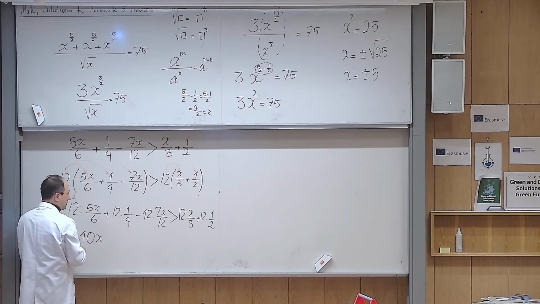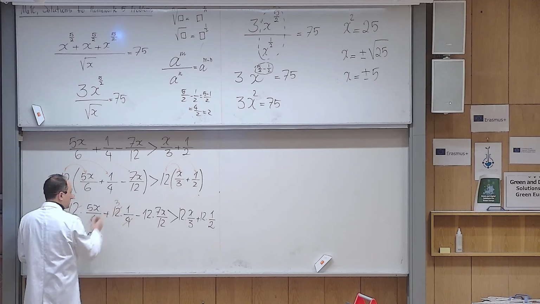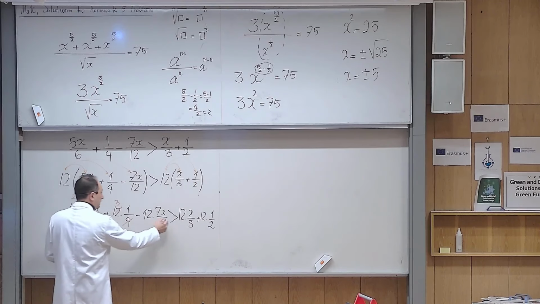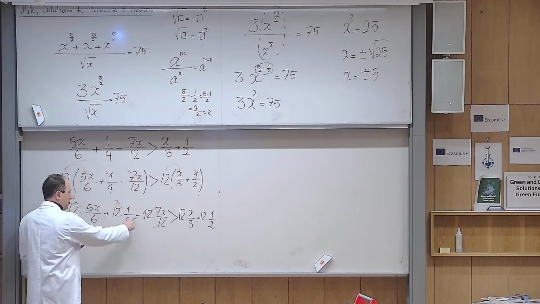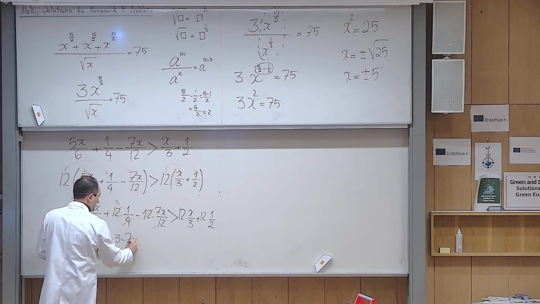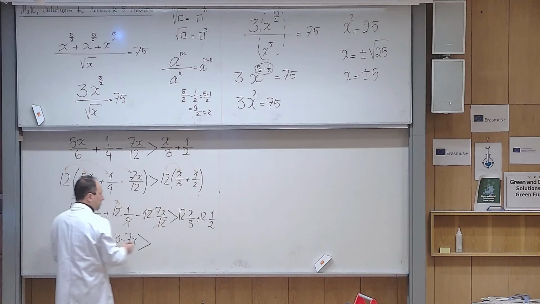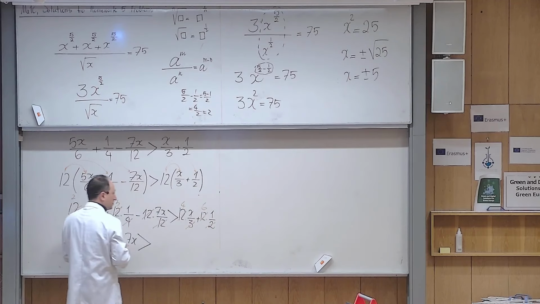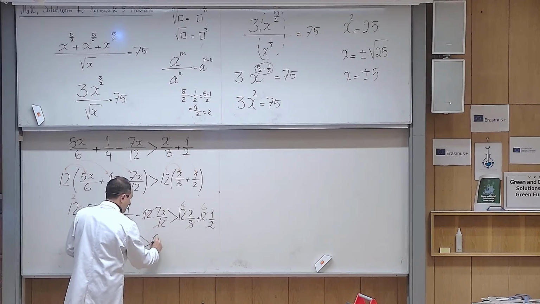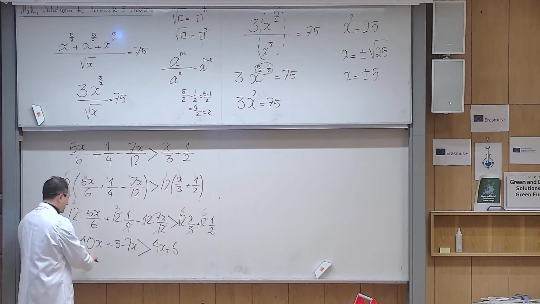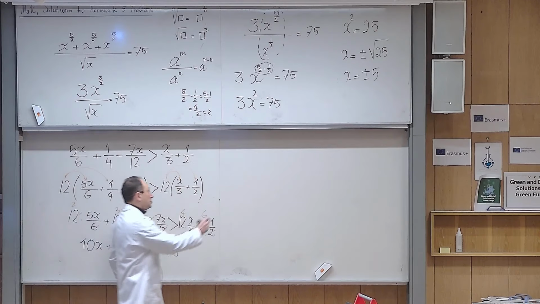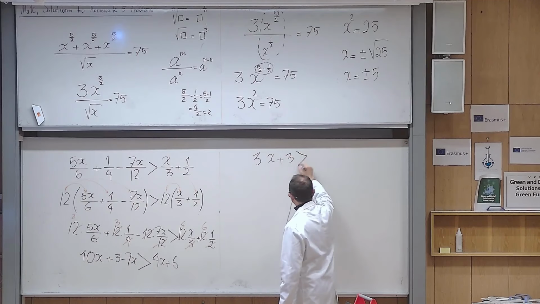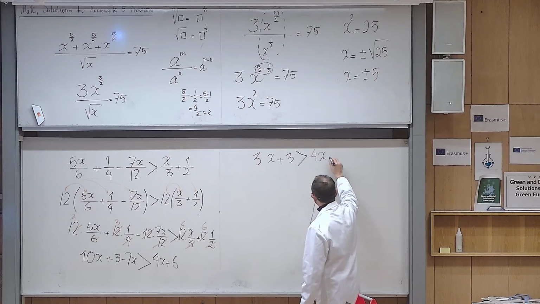And then the same story here. 4, and this becomes 3 times. So it becomes 3 times 1 is 3. And here everything is gone, so it is just minus 7x. On the right hand side, 12 by 3 is 4, and then this one by that one is 6. So it becomes 4x plus 6. I simplify it one step. 10x minus 7x is 3x plus 3. On the right hand side, I have 4x plus 6.